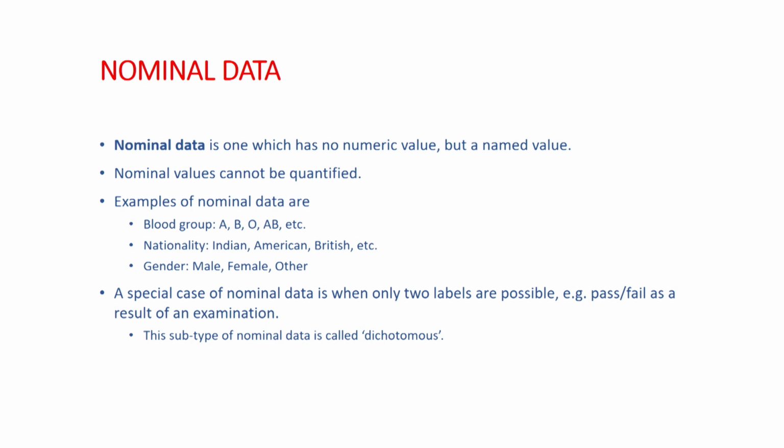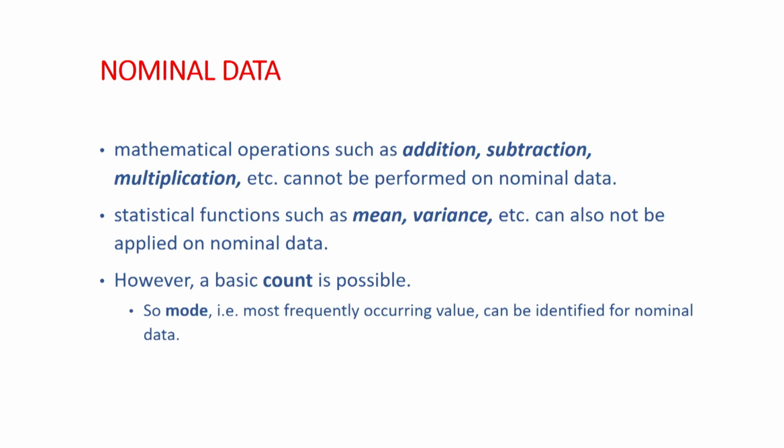A special case of nominal data is when the data contains only two labels. For example, pass or fail. For a student, if we have the status pass and fail, it has only two values. So, we can say that this is binary data.